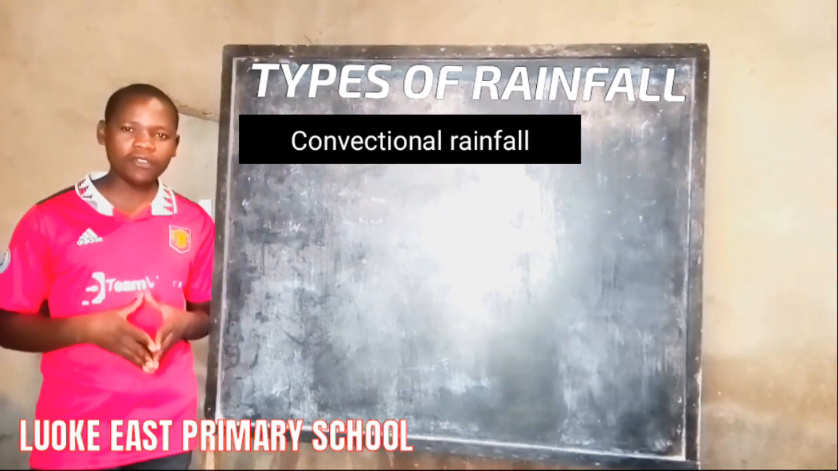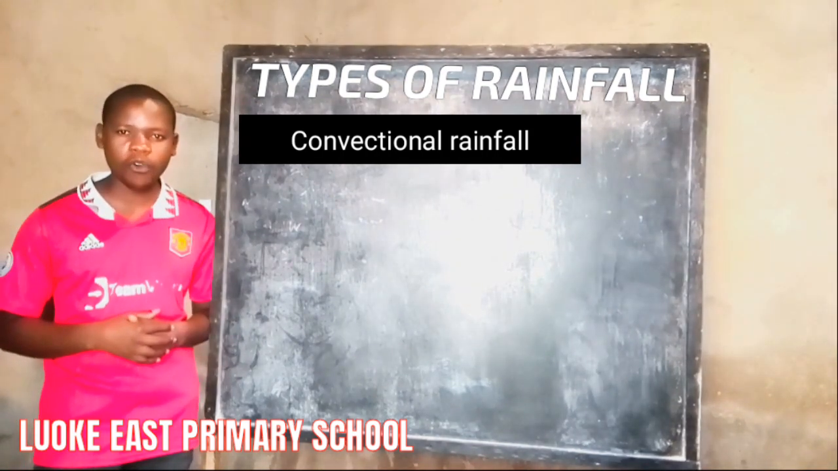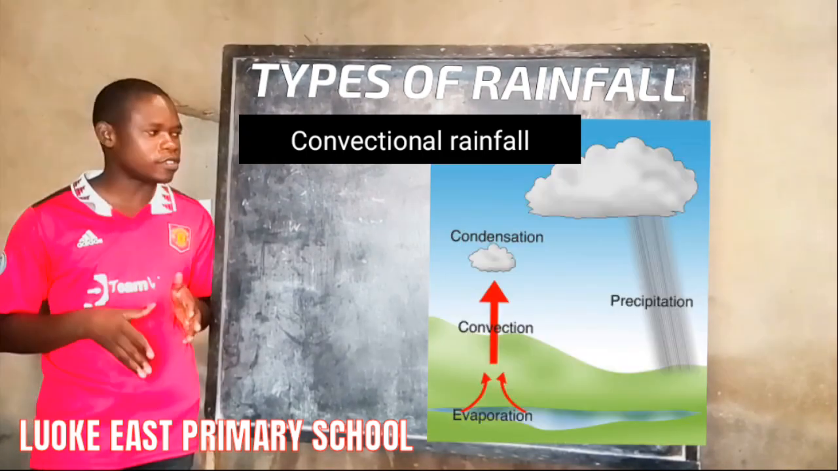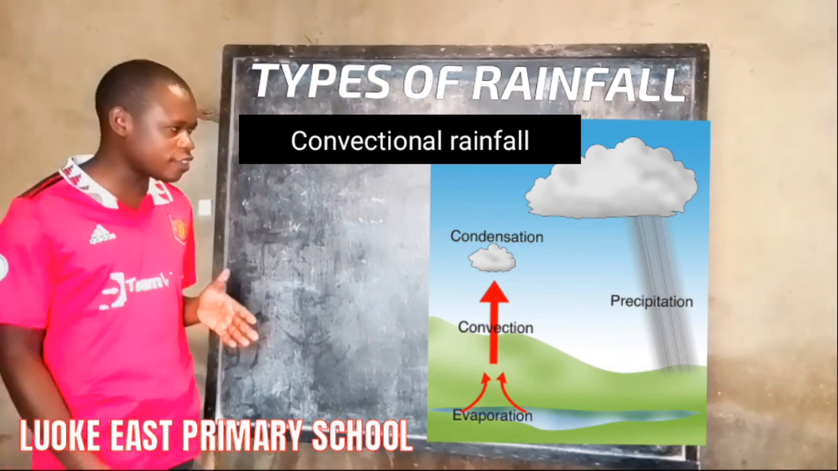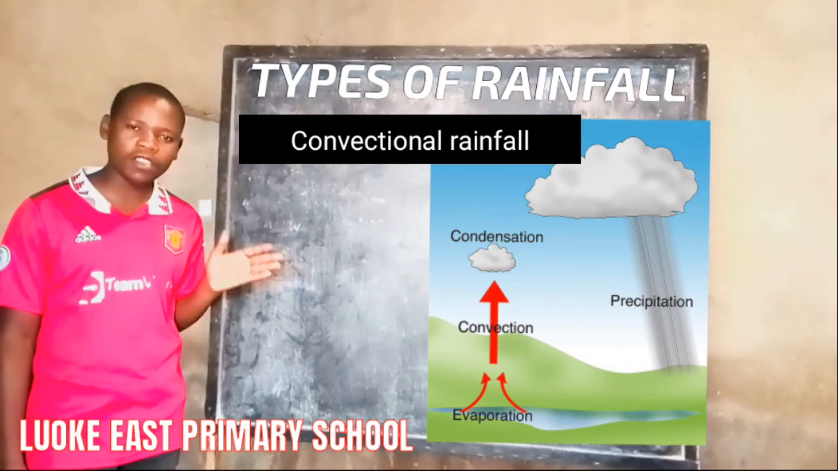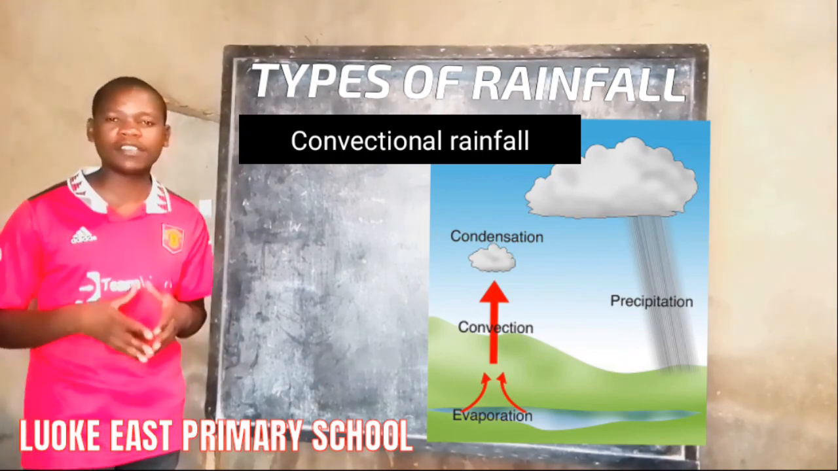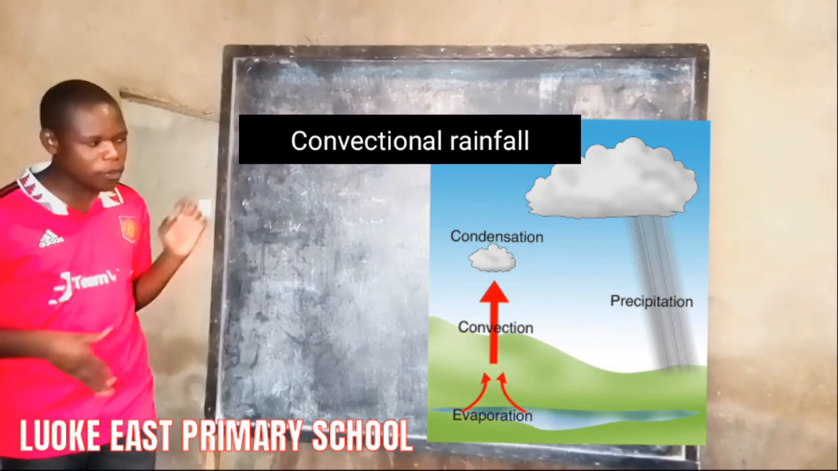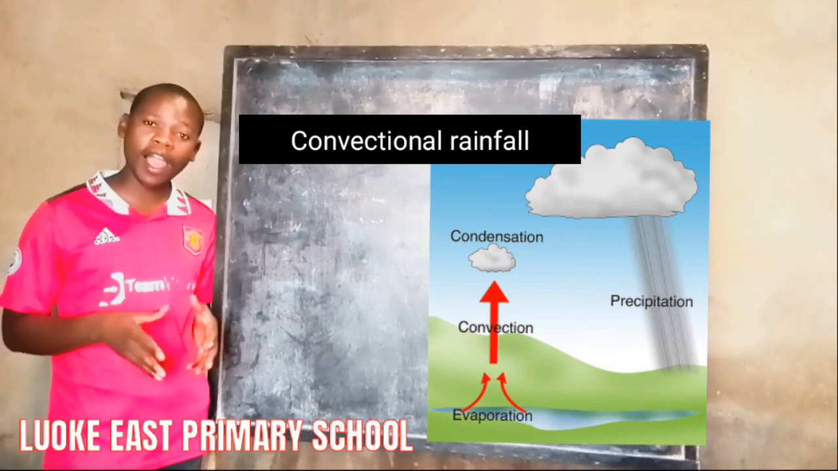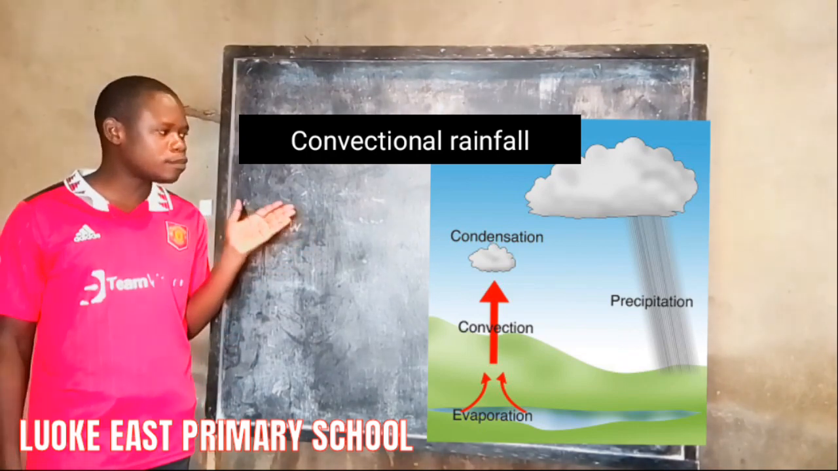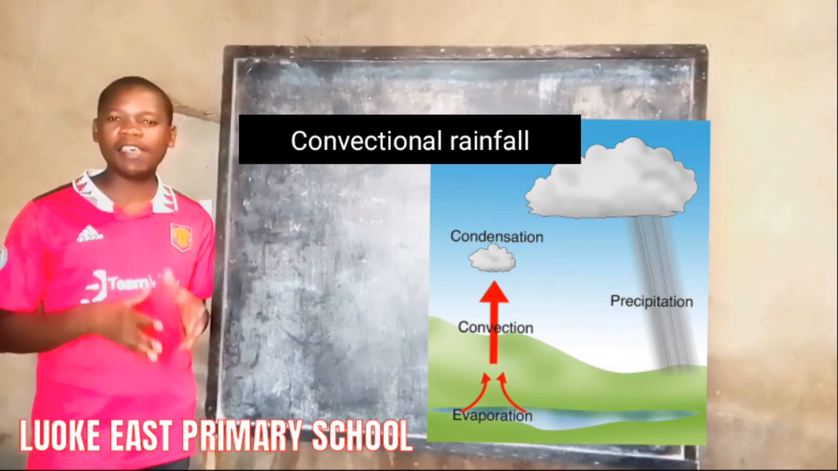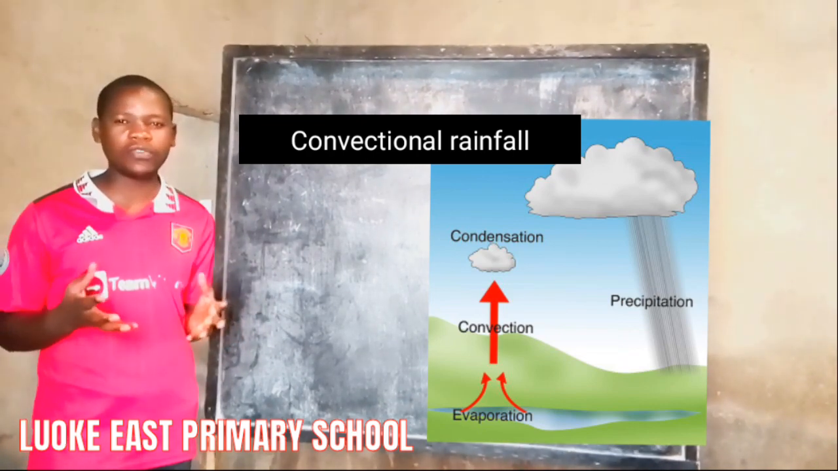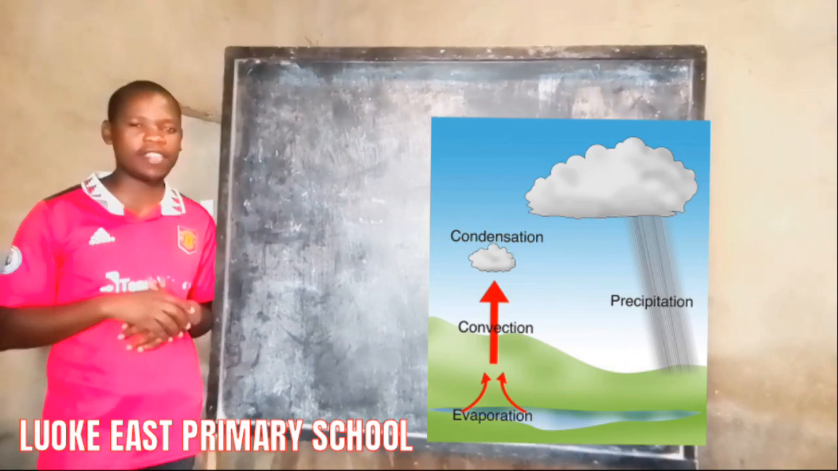The first type of rainfall, convection rainfall, is the type of rainfall that mostly occurs in hot regions. The rainfall that Zambia experiences is called convection rainfall. It is characterized by thunder and lightning. Most of this type of rainfall occurs in the afternoons. It is brought about as a result of water that evaporates from different water sources into the atmosphere.